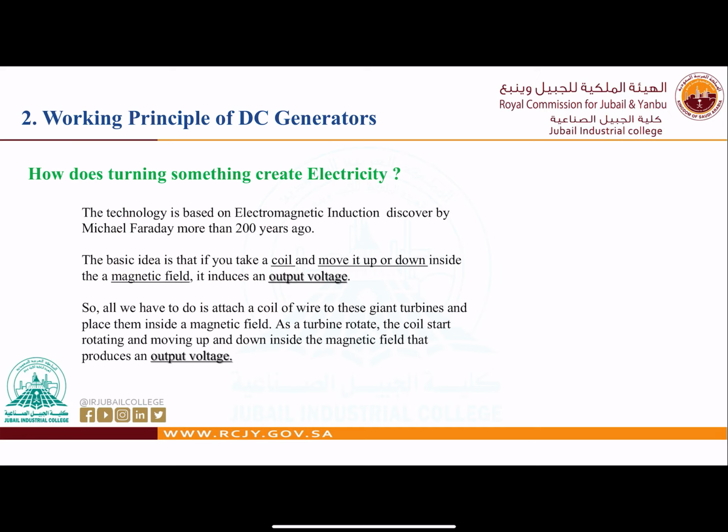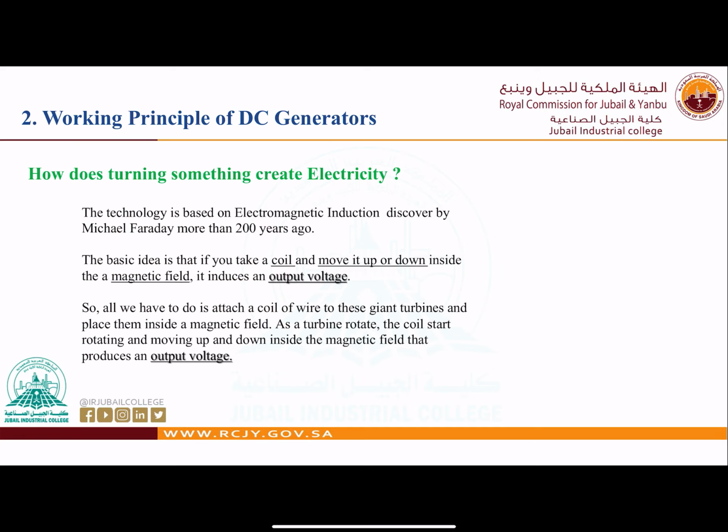How does turning something create electricity? This is a very core question for our lecture today, inshallah. I said earlier that if I need to have a voltage, then we need to move something, right? This technology is based on electromagnetic induction discovered by Michael Faraday more than 2000 years ago.